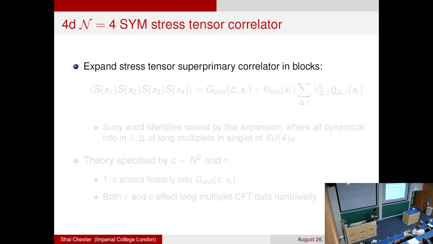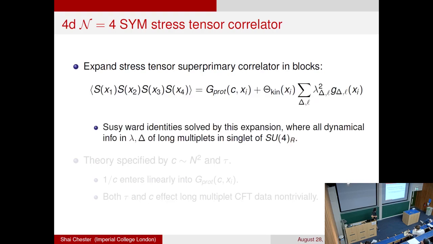Okay, so let's start with N=4 super Yang-Mills. We're going to consider the stress tensor correlator. We look at the superprimary S. Kinematically, you expand it as follows, where basically all the non-trivial data in this four-point function is the scaling dimensions and spins of the long multiplets in the singlet representation. So this is all we care about, these lambdas and deltas.